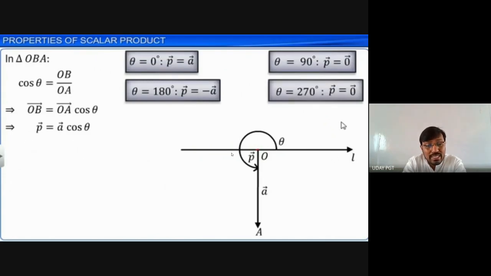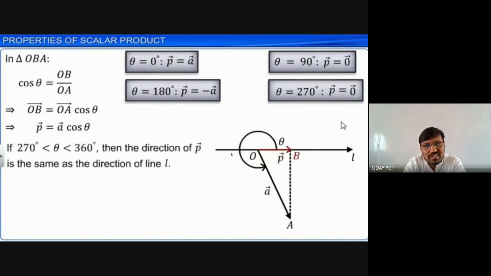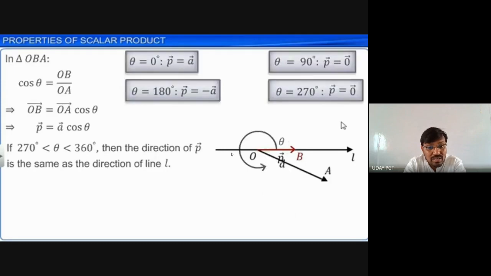So if it is 0 degrees, it is the same vector. If it is 180 degrees, it is minus of that vector. If it is 90 degrees, 0 vector. If it is 270 degrees, it is 0 vector. More than 270 and less than 360 means in the direction of the line.